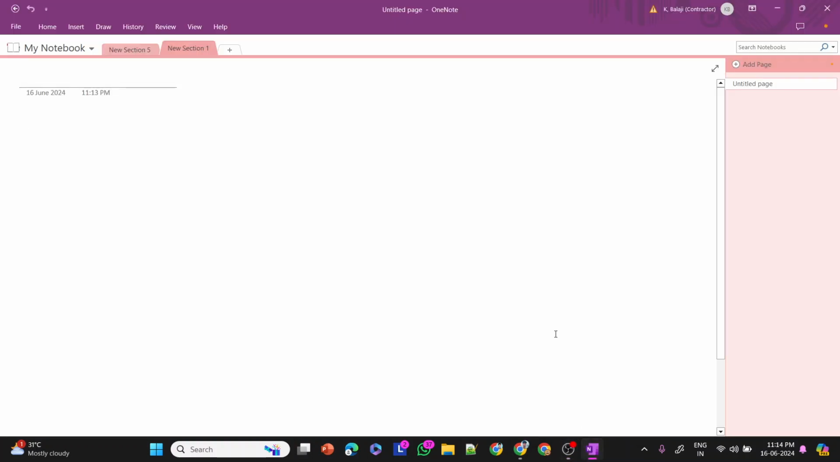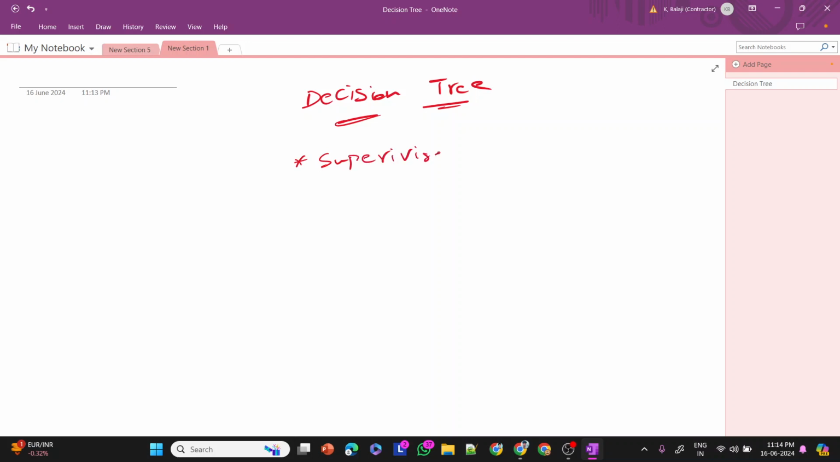Hello friends, today we are going to see another machine learning algorithm, that is decision tree. This decision tree algorithm is a supervised algorithm, and it can be used for both classification and regression.